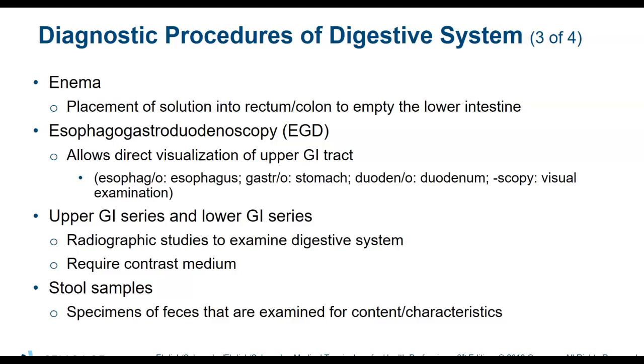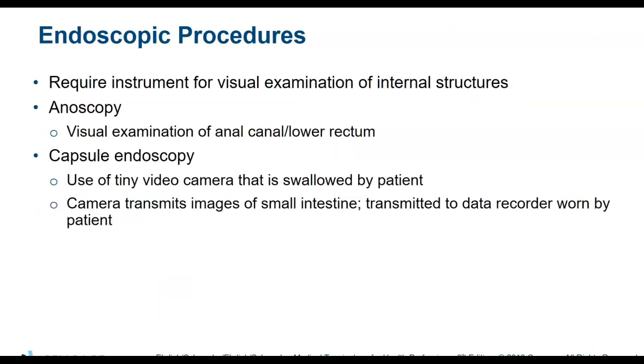We also have stool samples, so being able to test a specimen of feces, we can do in multiple different ways. Anoscope is actually a much more rigid, larger scope, and it's just going to be doing the anus and the rectum. Capsule endoscopy is really cool. You swallow this big pill, and it takes pictures all the way through the GI system. And within a few hours, you actually poop it out, and then you're done.